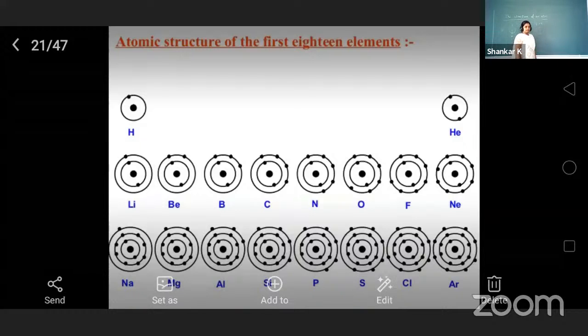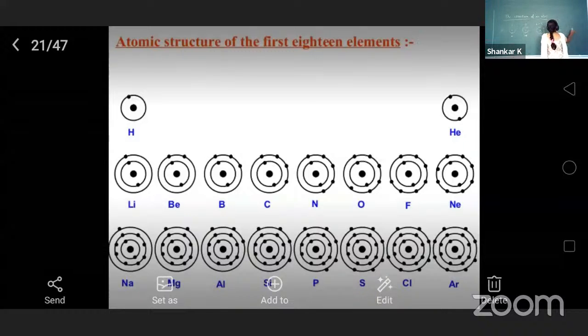Then what do we have to do? We go to the next cell. The 2 are already over, 1 is remaining, so we have to put it in the next cell. Then what is the next one? Beryllium has atomic number 4. So here I use 2 in the first cell, and in the second cell, how many do I fill? 2. Beryllium is 4. Then what is the next one, which has atomic number 5?